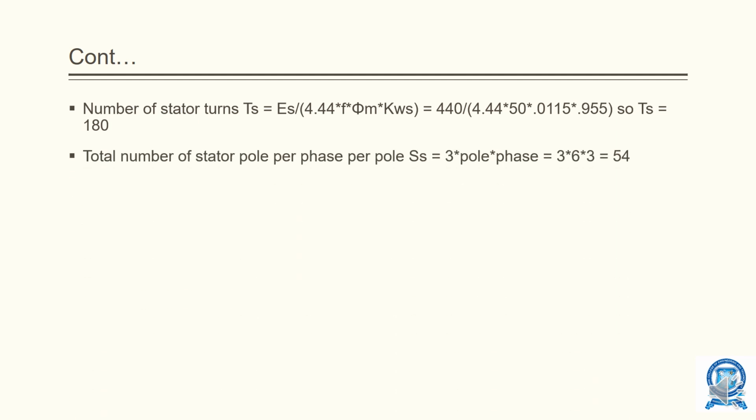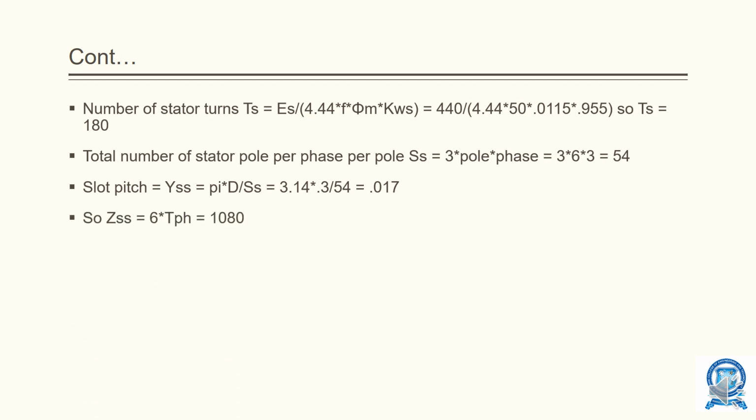So the total number of stator slots is 3 times poles into number of phases, that is 3 into 6 into 3, which is 54 slots. So the slot pitch is pi d by ss. Just substituting the values of pi d by ss, the slot pitch value is 0.017. So the total number of stator conductors is 6 into number of turns per phase, that is 1080 conductors. Totally we have 1080 conductors with respect to stator.